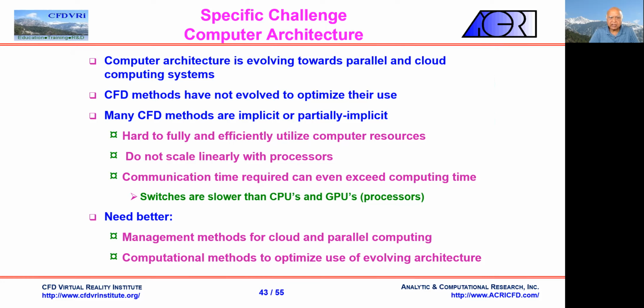The methods today do not scale linearly with the processors. There is no method I know of that would scale linearly if you increase the number of processors to 100,000. If you do so, the communication time required may even exceed the computing time. Switches are much slower than CPUs and GPUs. So we need better management methods for cloud and parallel computing and computational methods to optimize them.